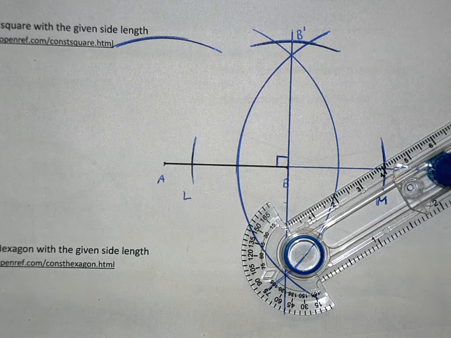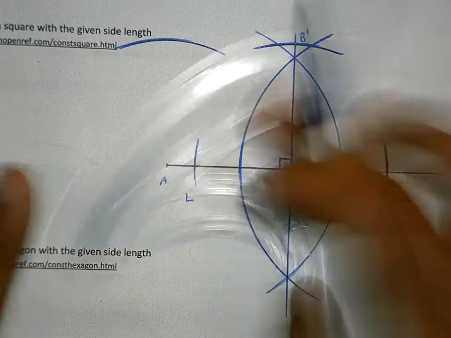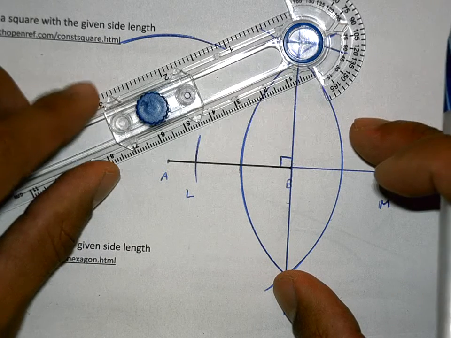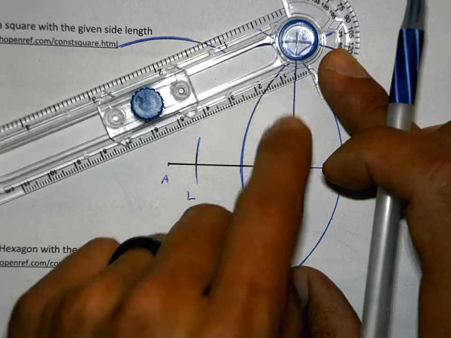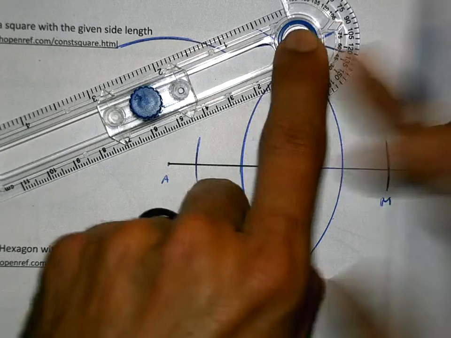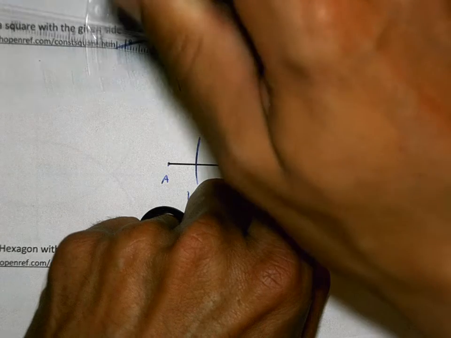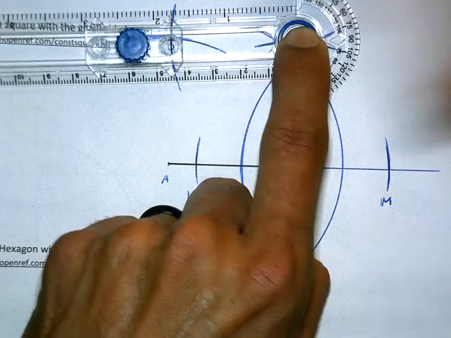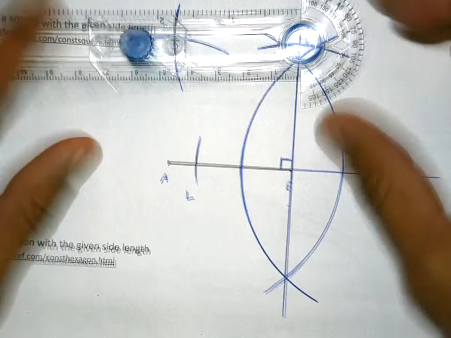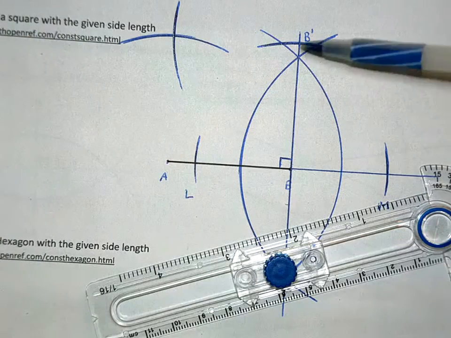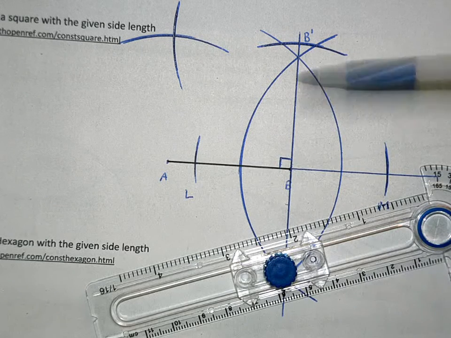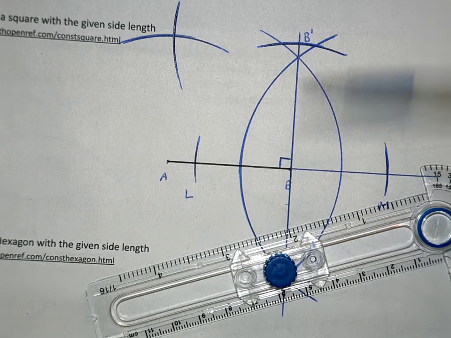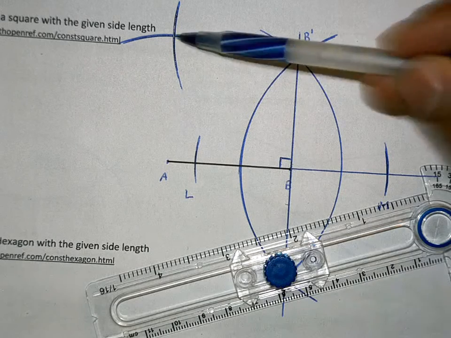I only have one more to use, one more spot. Put your bullseye on B prime and figure out where the other corner is. There's your other corner right there. From B prime to there. Now you have your 4 corners of your square. 1, 2, 3, and here's your 4th corner.